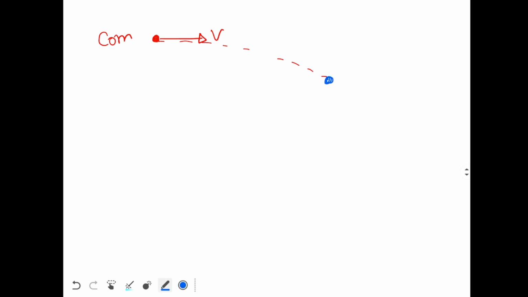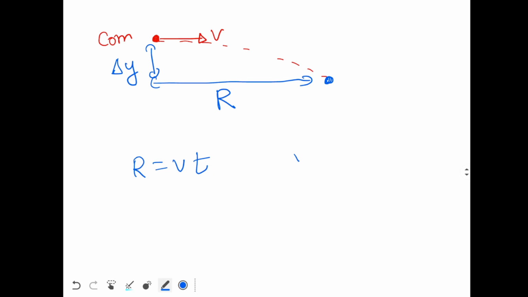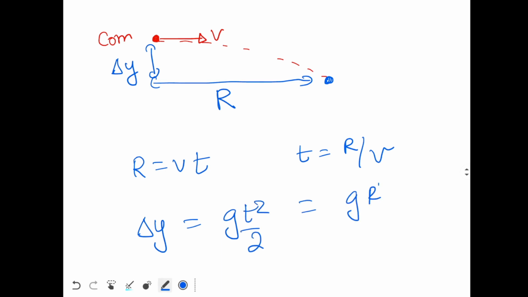So when it covers a horizontal distance r, what is the vertical distance covered by it, delta y? So first of all, r will be equal to vt, or t will be r divided by v. We found the time of flight. Now we want to find delta y. So delta y will be gt² by 2. So that will be g r² by 2v². So we found the vertical displacement of center of mass.